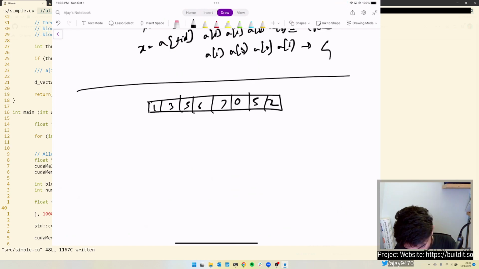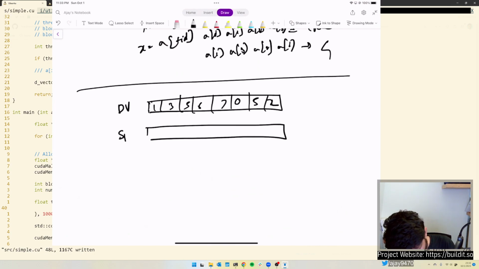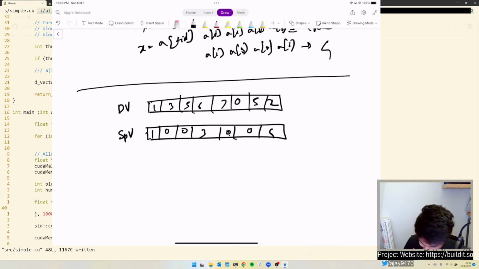Let's call this a dense vector and let's call this a sparse vector. A sparse vector is something that has most of its values 0. So you could have something like 1, 0, 0, 3, 0, 0, 4. This vector has only 3 elements that are non-zeros and the other values are zeros. Now why is this important? We know that most operations on zeros have special behavior.